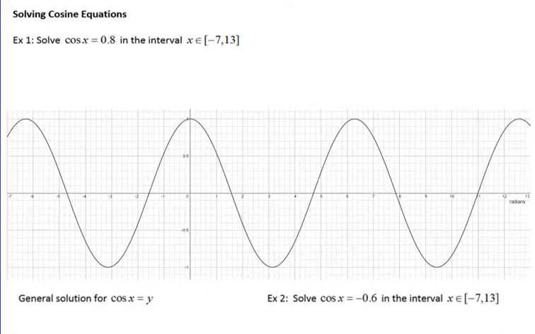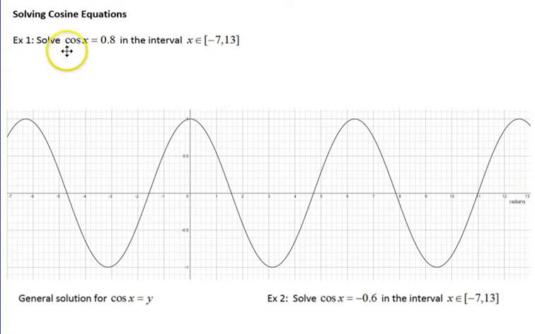In this video, I'm going to talk about how to find the general solution of a cosine equation. First of all, we have this equation, cosine x equals 0.8, and I want to solve it in the interval where x is between -7 and 13. You can see on the graph that the left-hand value on my x-axis is -7 and the right is 13. I want to find all the solutions that show on this graph.